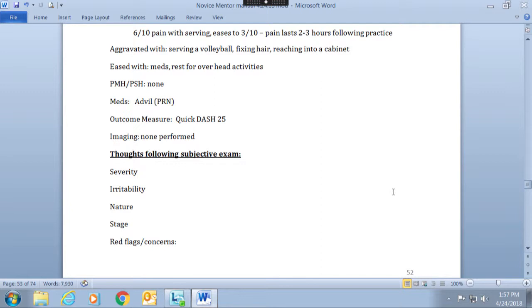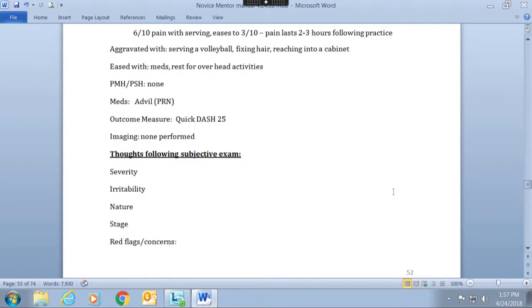So when you look at thoughts following the exam, the severity, we could probably say it's minimal to moderate. It affects his activity. The pain level is somewhere in the middle, 4 out of 10, 4 to 5. So it's somewhere in that middle of severity. Irritability, it's moderate. He can still play, so it's not minimal, but it's not where he can't play. So it's in that middle again.